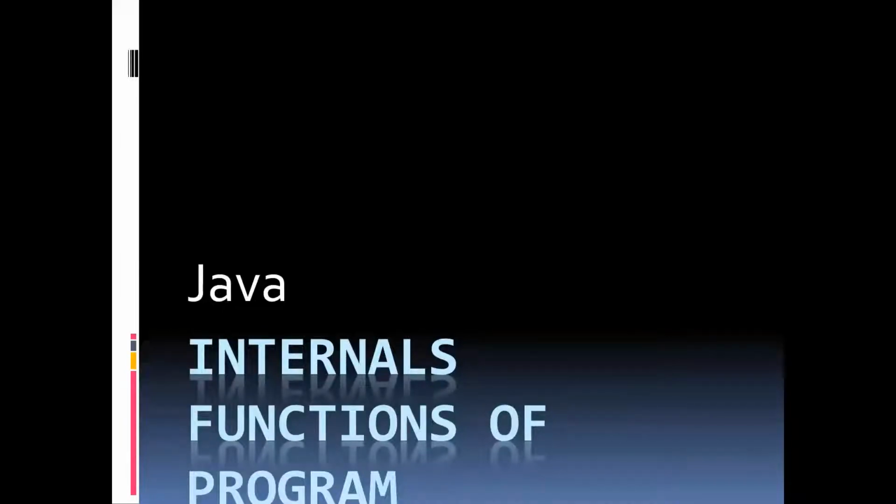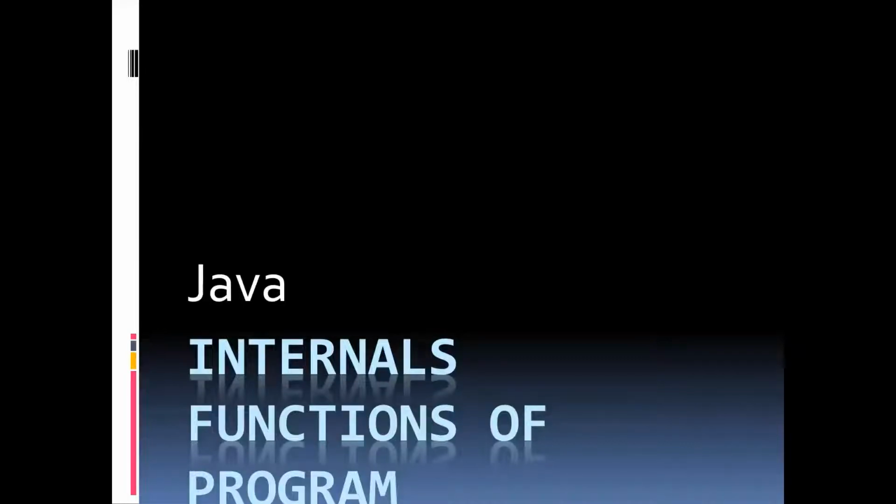So today's lecture is on the internal function of a Java program. In the previous lecture, we learned about the first program, like how to compile and run the first Java program. Now we are going to learn what happens while compiling and also running the Java program. Moreover, we will see some questions based on the first program too.